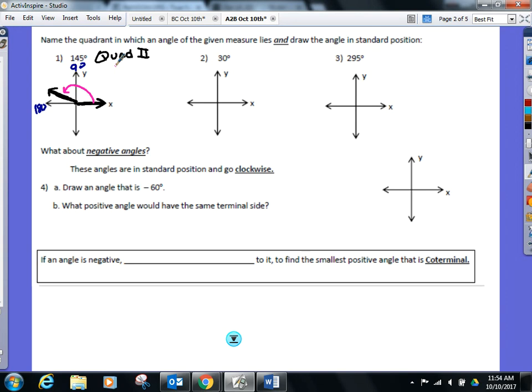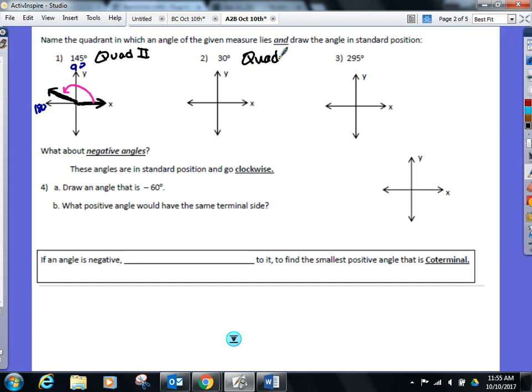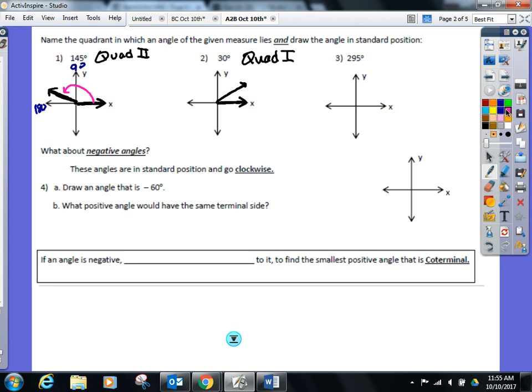30. What quadrant? Quadrant 1. So bold that initial side. Where's that 30? Closer to 0 or 90 or halfway in between? Closer to 0. So make it closer to 0. And then your rotation arrow.